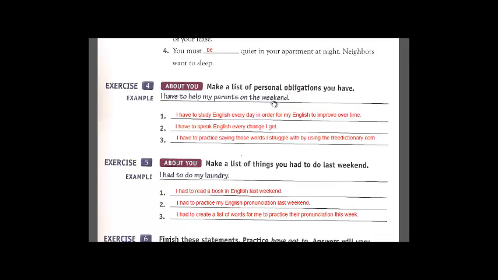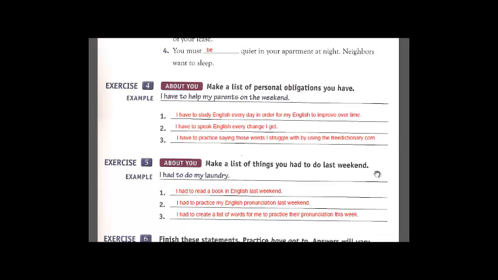I have to help my parents on the weekend. I have to study English every day in order for my English to improve over time. I have to speak English every chance I get. I have to practice saying those words I struggle with by using freedictionary.com.